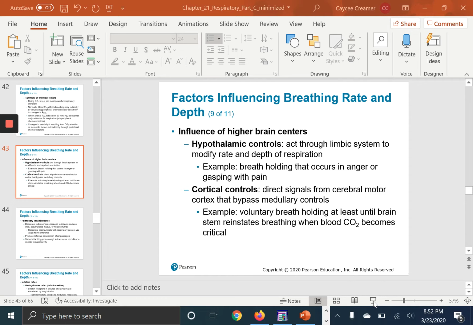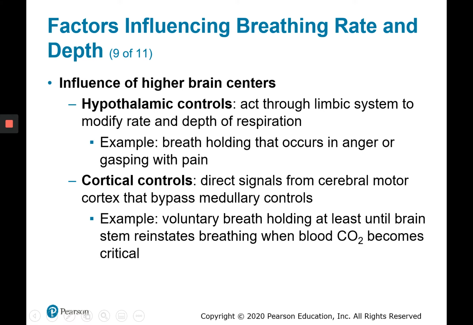Next, we're going to look at factors influencing breathing rate and depth, specifically at higher brain centers. So the higher brain centers include the hypothalamus and the cerebral cortex. So those are the hypothalamic controls and the cortical controls. The hypothalamic controls act through the limbic system to modify respiratory rate and depth. An example would be holding your breath when you're angry or gasping with pain. This would be a type of involuntary breath holding.